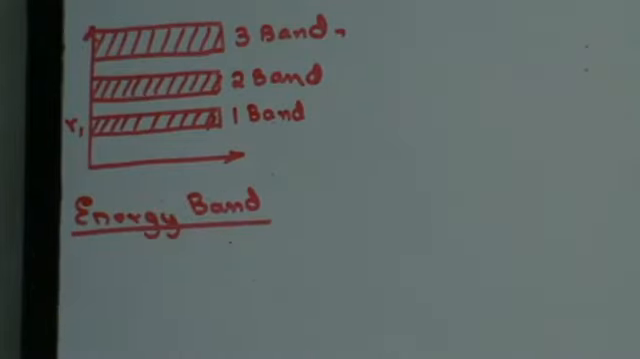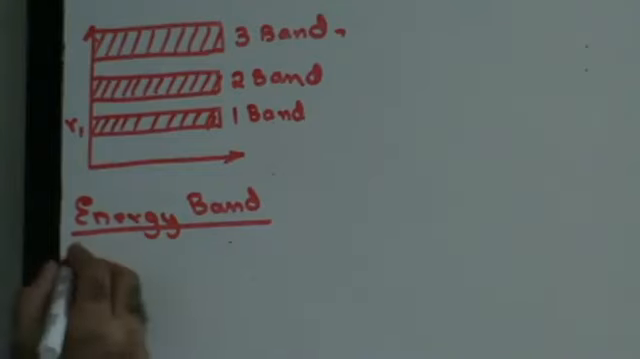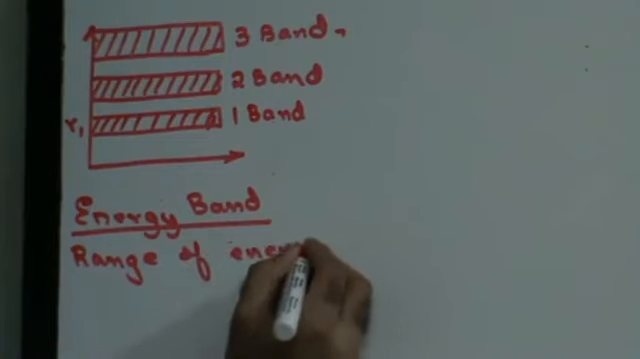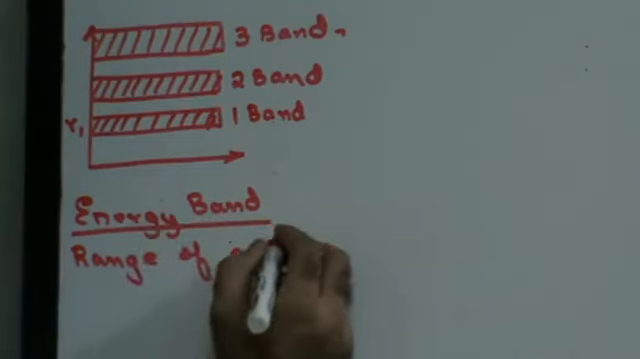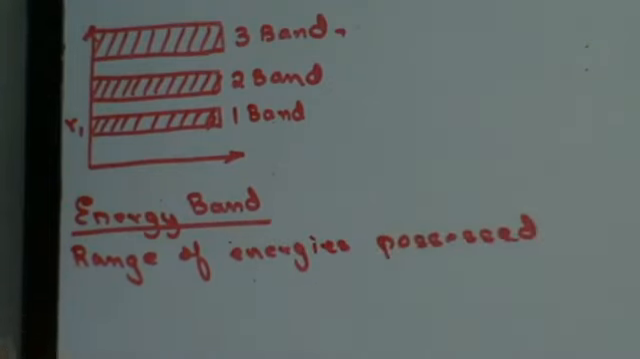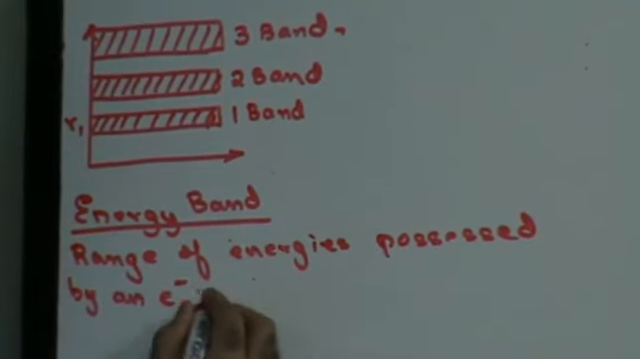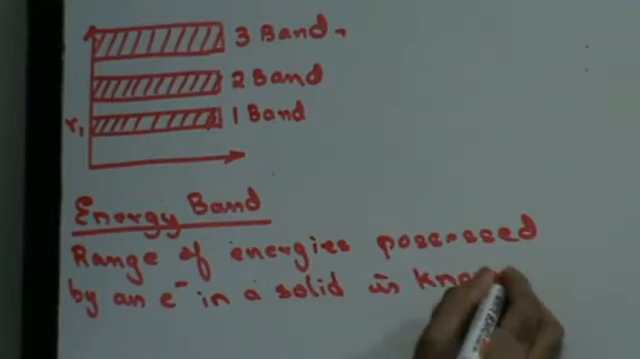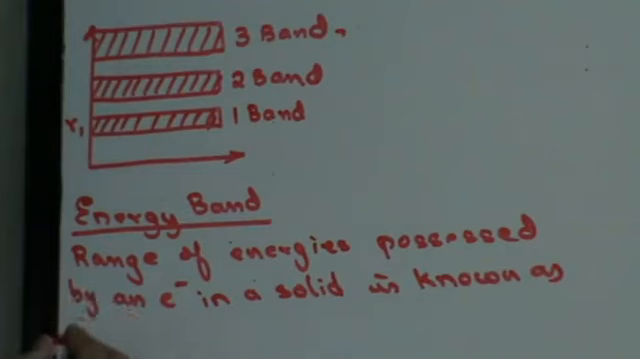The range of energies possessed by an electron in a solid is known as the energy band.